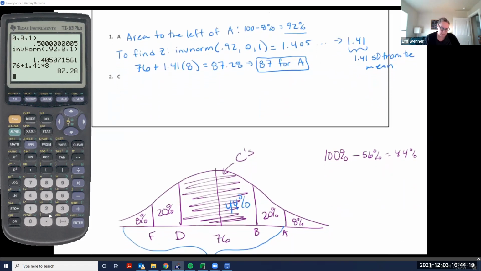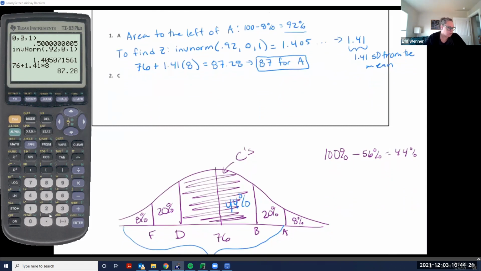So let's think about the lower cutoff for C, the initial cutoff for C, because that's what this represents. This grade of C means the lowest grade possible for a C. That's what they're trying to say here, okay?